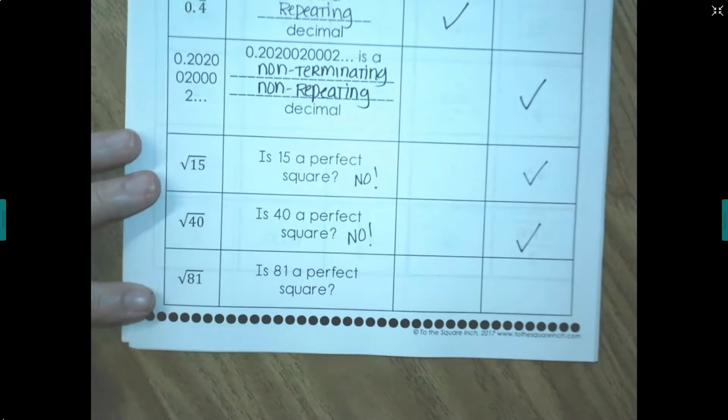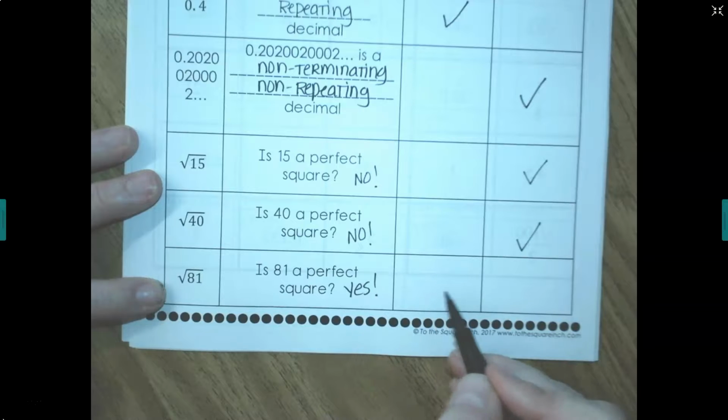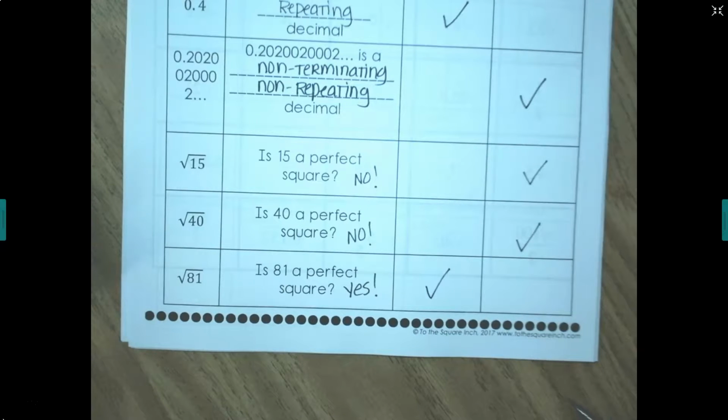And then our last one, the square root of 81. Well, 81 is a perfect square. The square root of 81 is 9. 9 is a rational number, so the answer to the square root of 81 would be rational. All right, let's flip this over for some instructions on the assignment.